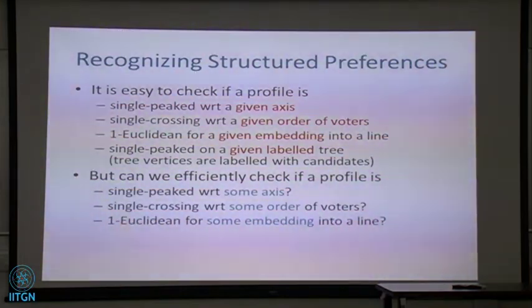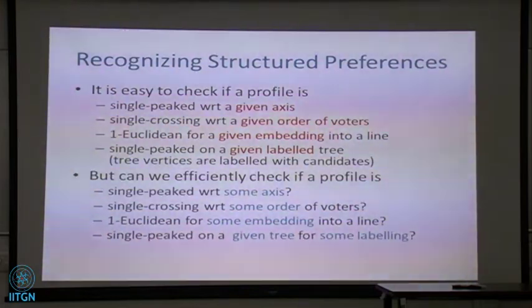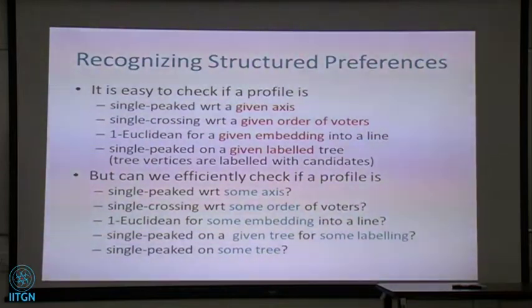Now for trees, we actually have two flavors of that question. First question is, you are given a tree, a specific tree like a star maybe, or some more complex tree, but without a labeling. You ask if you can assign candidates to the vertices of that tree so that your profile is single peaked with respect to that labeled tree. There's also another question. You're not given any tree, you're not given anything, you're just asking if your profile is single peaked with respect to some tree.